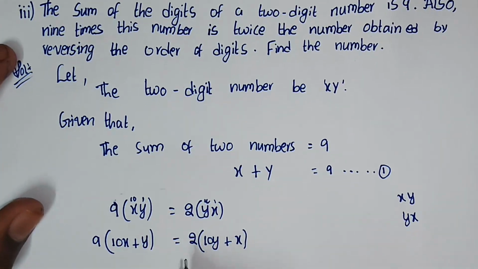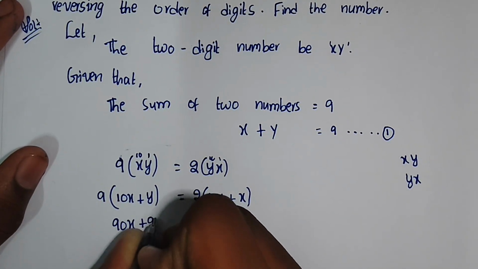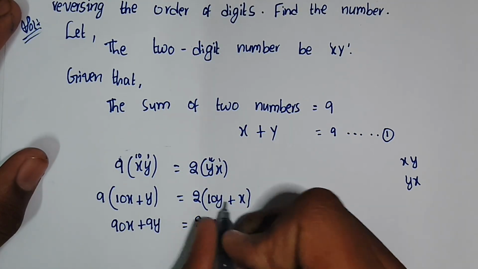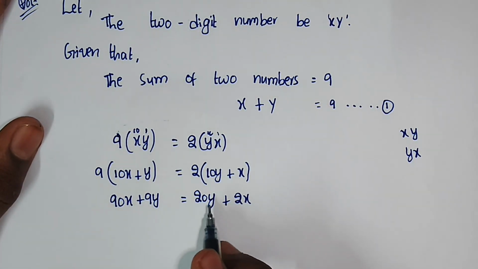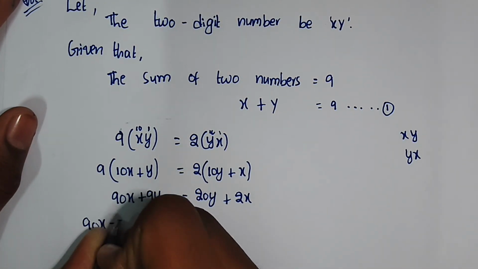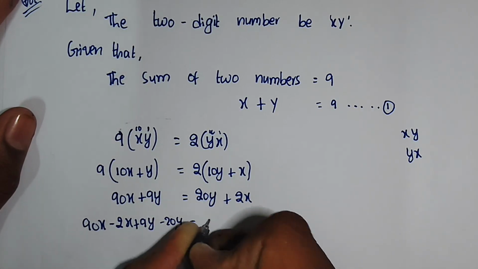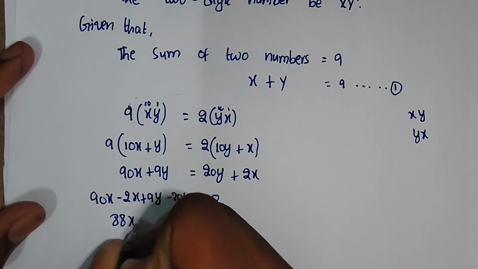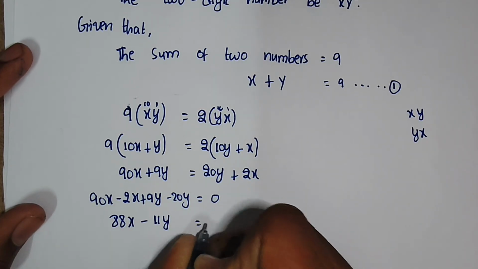So here I am multiplying: 9 into 10x, 90x, plus 9 into y, 9y, equals 2 into 10y, 20y, plus 2 into x, 2x. I am going to transpose the 20y and 2x to the left side. It becomes 90x minus 2x plus 9y minus 20y equals 0. 90x minus 2x is 88x. Minus 20y plus 9y becomes minus 11y equals 0.